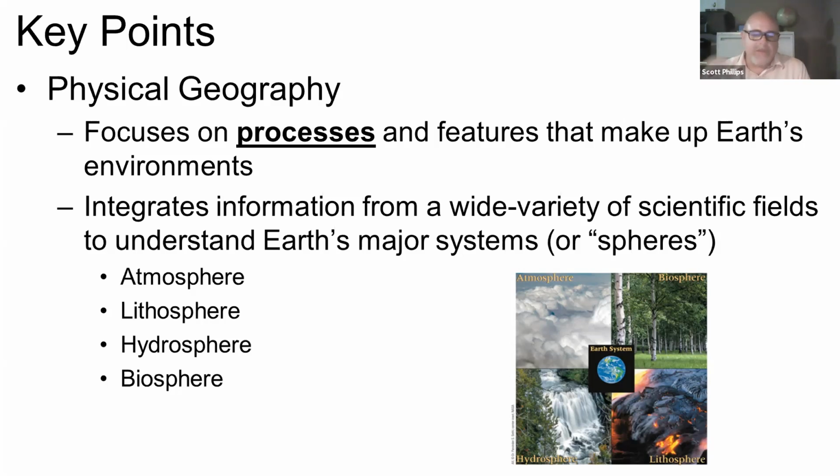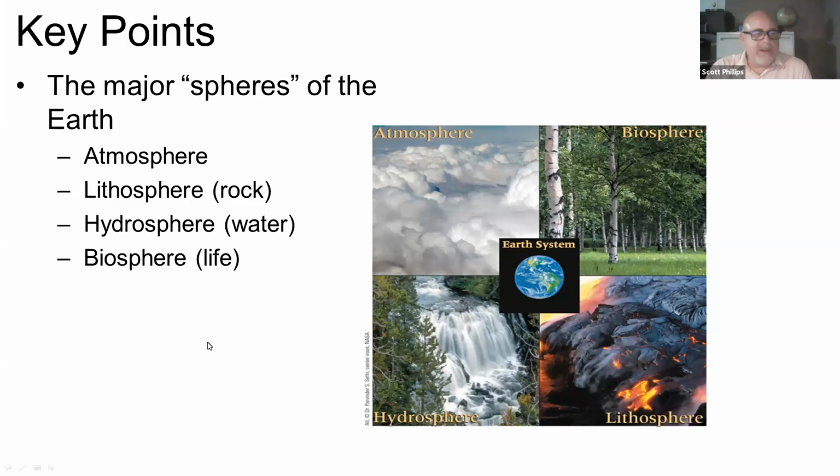Now, the physical Earth is a big, complicated thing. So to help us understand it better, what we have to do is sort of divide and conquer and look at various aspects of the physical Earth. And in physical geography, we often lump those into four categories, what we call the major systems or the spheres. And those are the atmosphere, the lithosphere, the hydrosphere, and the biosphere. The book also discusses something called the cryosphere, or ice, and that's really a subpart of the hydrosphere. So let's look at those in a little bit more detail.